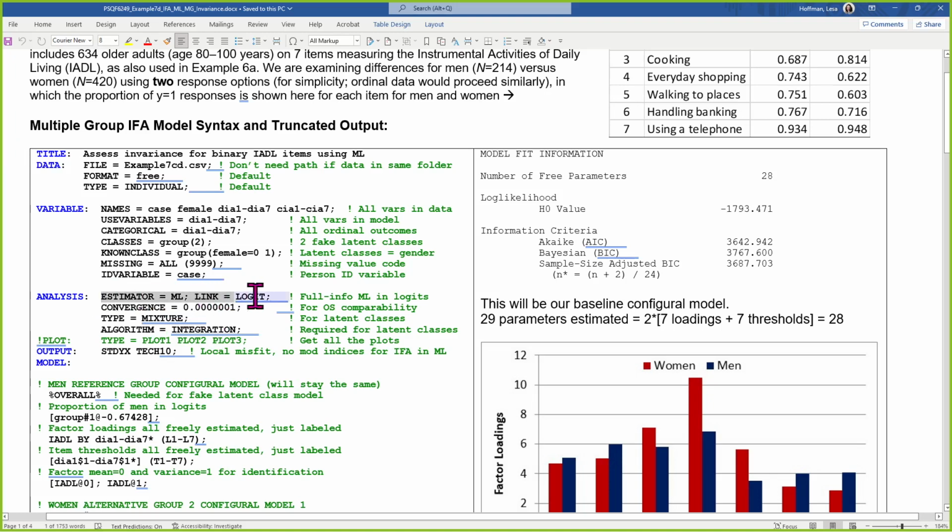So estimator equals ML, link equals logit to be able to do it this way. And because it thinks it's a mixture model, we need these 2 extra analysis options as well. So we're using algorithm equals integration, which is a different way besides quadrature to marginalize over the unknown thetas in the estimation process.